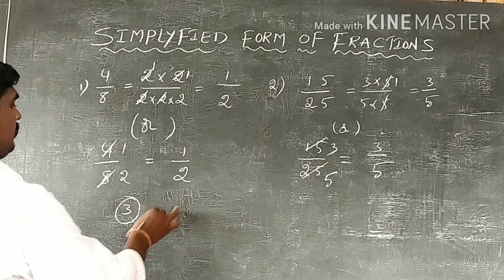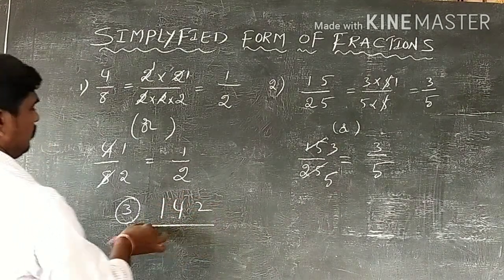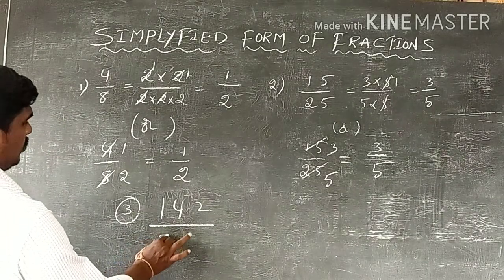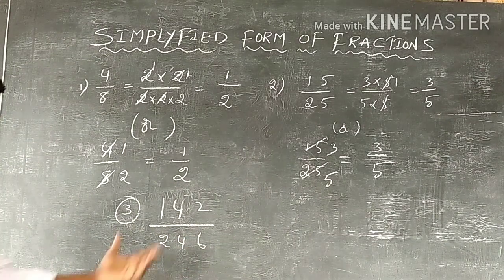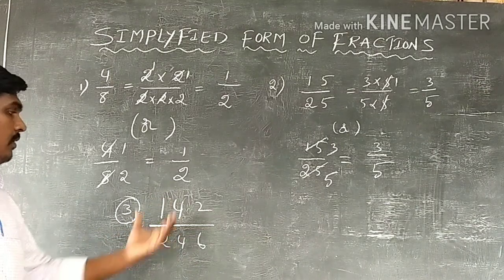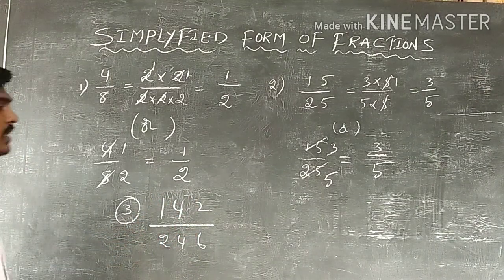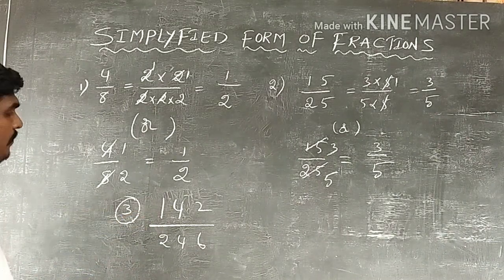3 digits. 142 by 246. This is a 3 digit fraction. Numerator 3 digits and denominator also 3 digits. How to simplify this one? Write in simplest form or write in lowest form.